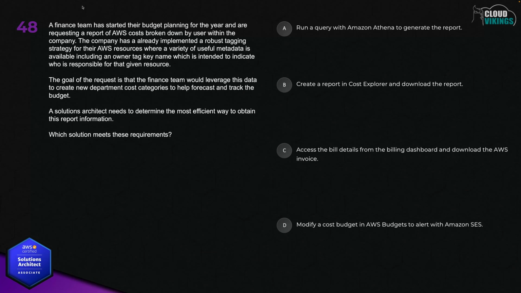A. Run a query with Amazon Athena to generate the report. B. Create a report in Cost Explorer and download the report. C. Access the bill details from the billing dashboard and download the AWS invoice. D. Modify a cost budget in AWS Budgets to alert with Amazon SES.